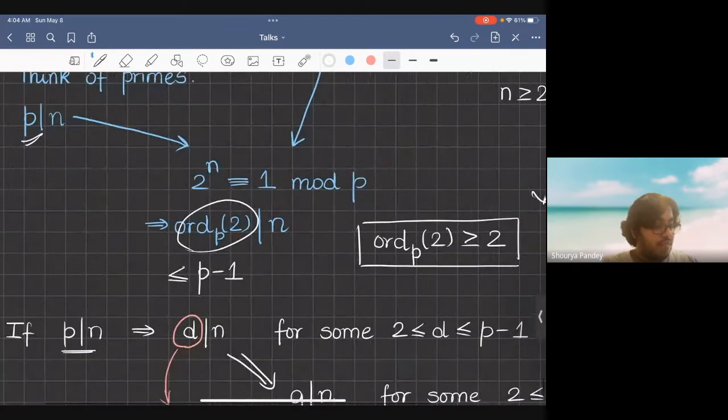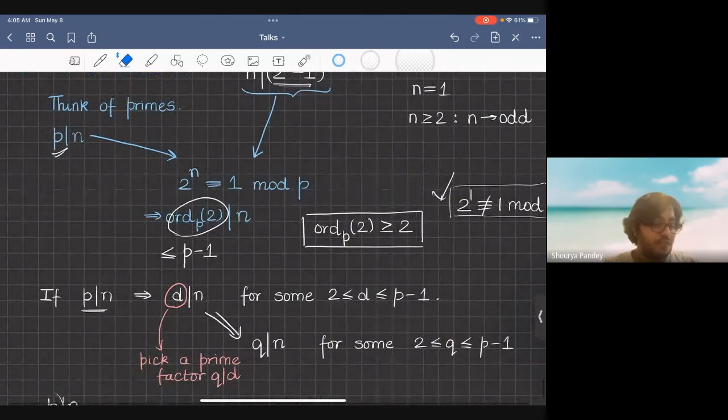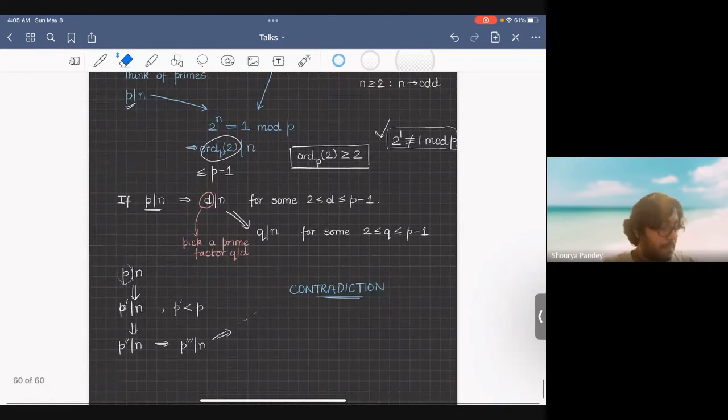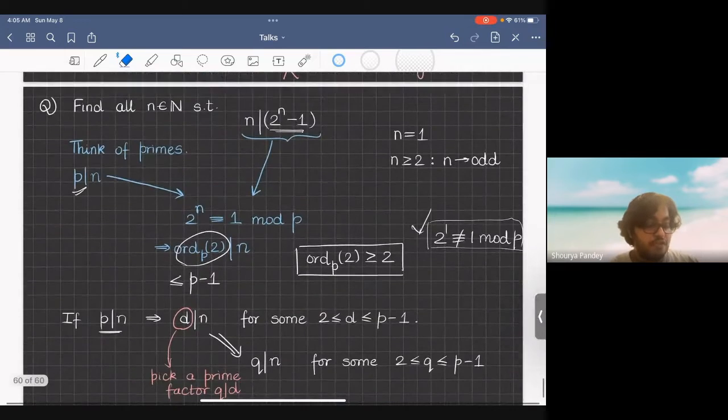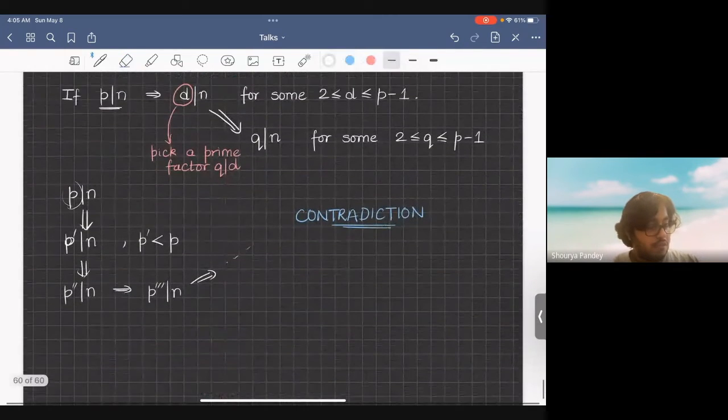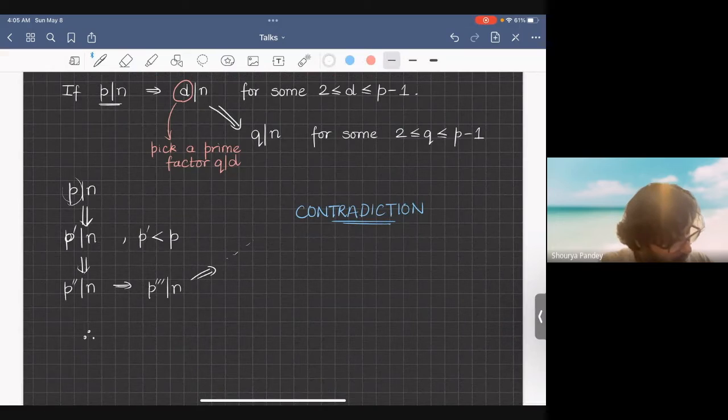So if n is the prime itself, then here I'm saying that the order of two with respect to p is a factor of p, yes, that makes sense, which we'll get a contradiction in the first step itself. Okay, so we have a contradiction, and so the only solution is one. Therefore, n equal to one is the only solution.